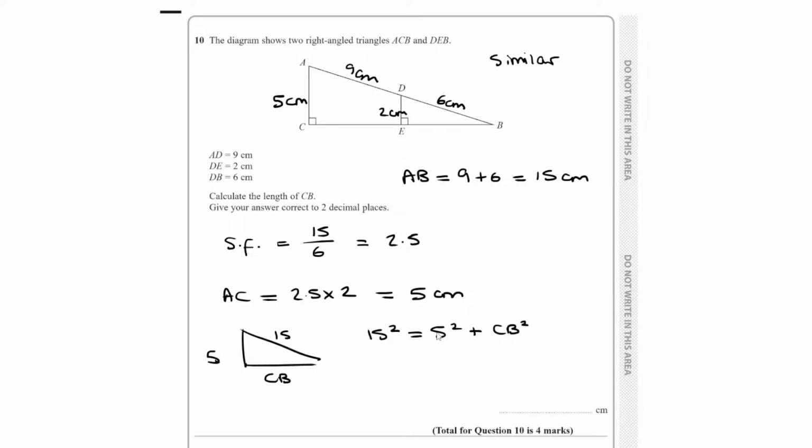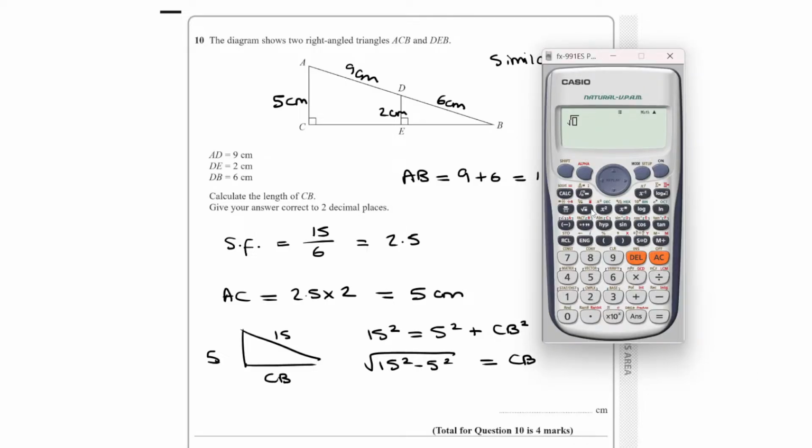You can obviously rearrange it straight away if you want, but effectively what we'd need to do is the square root of 15 squared minus 5 squared. Just be careful there, not plus, minus. So square root 15 squared minus 5 squared. And then it says to 2 decimal places. So 14.14 is what I got. 14.14.